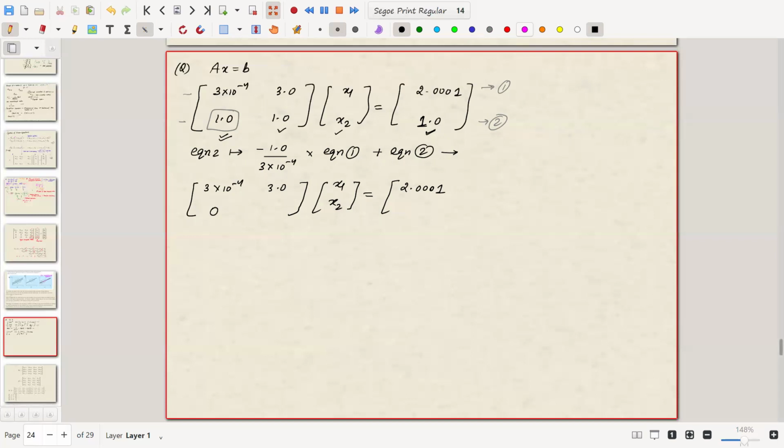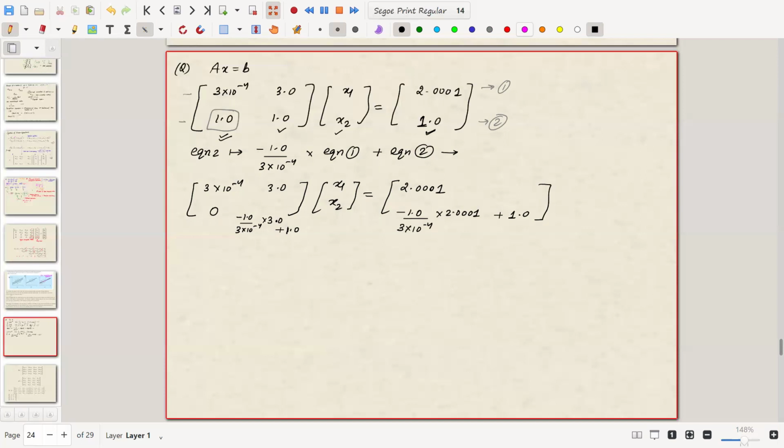Then what happens to this element? It will be minus this into this, so minus 1.0 by 3 into 10 to the minus 4 into 3.0, plus you are adding equation 2, which is 1.0. Fine with you? Then what happens to the right hand side? The right hand side gets minus 1.0 divided by 3 into 10 to the minus 4 into equation 1, which is 2.0001. Then I'm adding equation 2, which is 1.0 again. Fine with you?